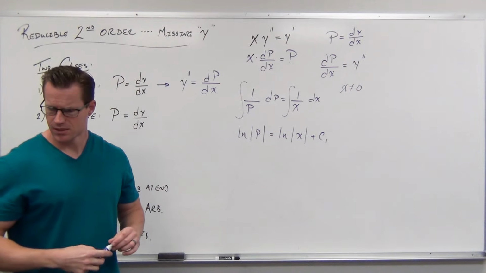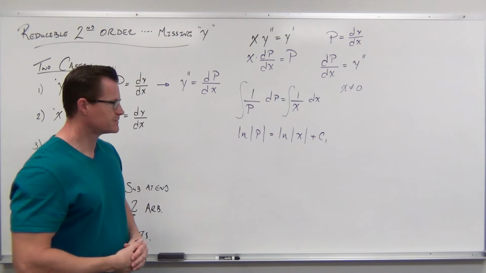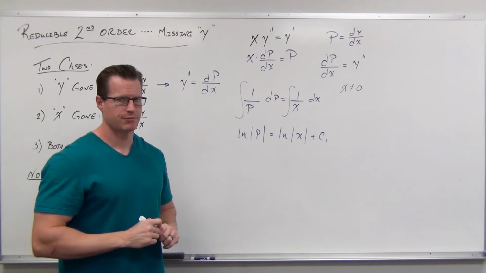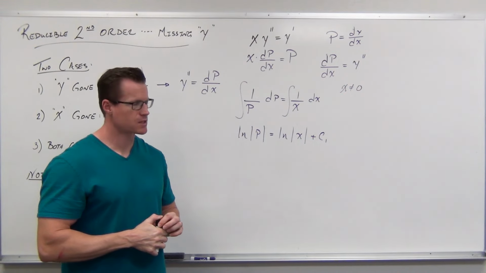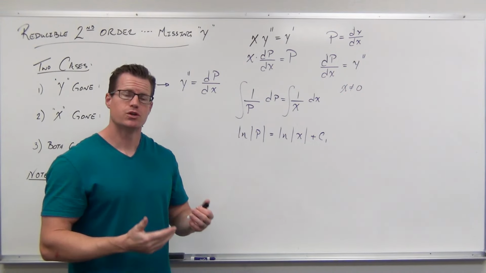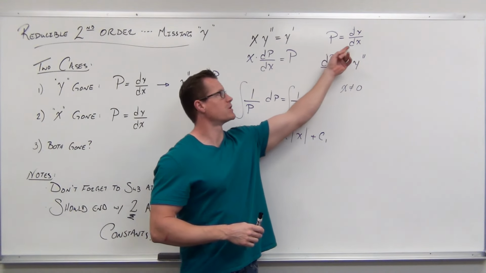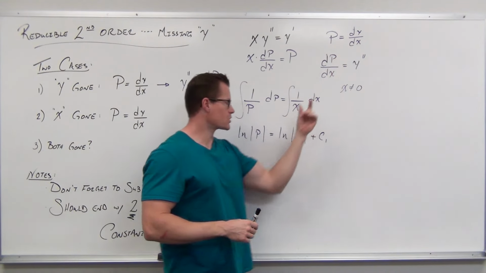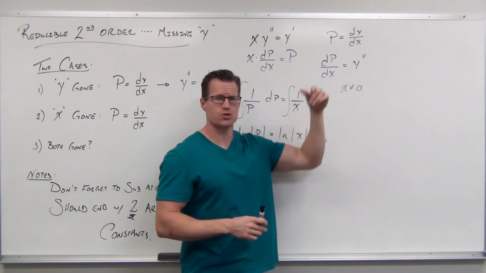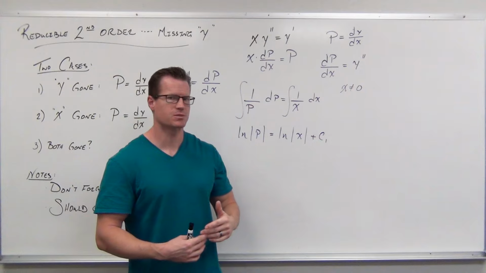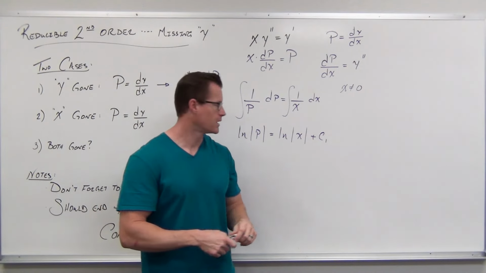Well, that's kind of nice. Let's solve for p. Now, here's the point. You're going to have to solve for p, or have something that's going to be decent, because you're going to replace p with what p equals, which is the first derivative of y. So that p is going to become your first derivative. You're going to have to do another integral. And so we want to solve for p as much as possible so that our integration's easier.